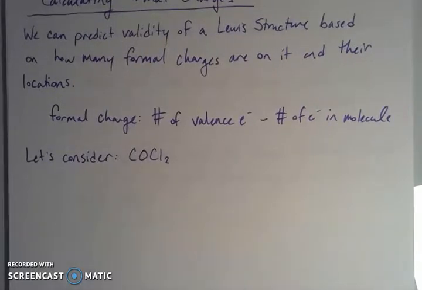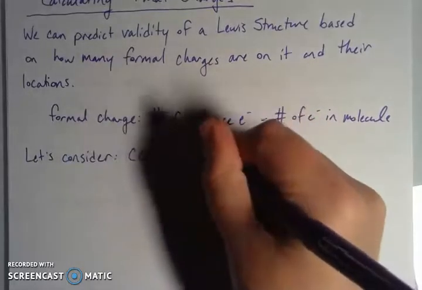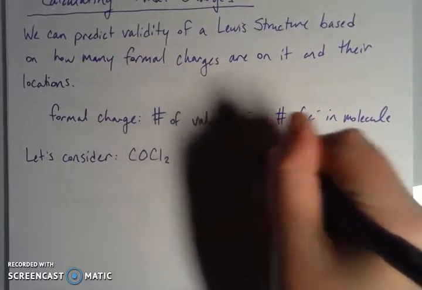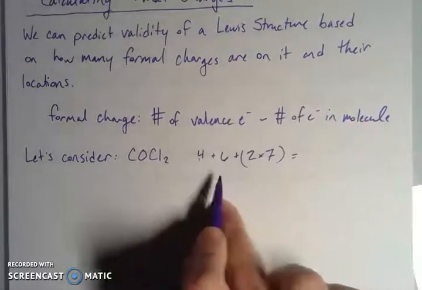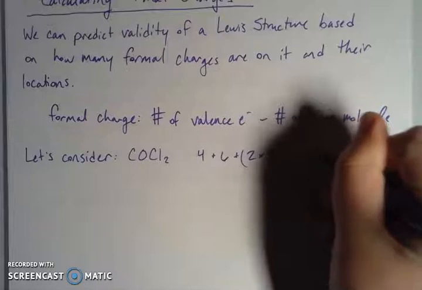Let's see how many valence electrons we're working with here. Carbon has 4, oxygen has 6, and then chlorine has 7. So 2 times 7 is 14, giving 24 electrons total to work with.